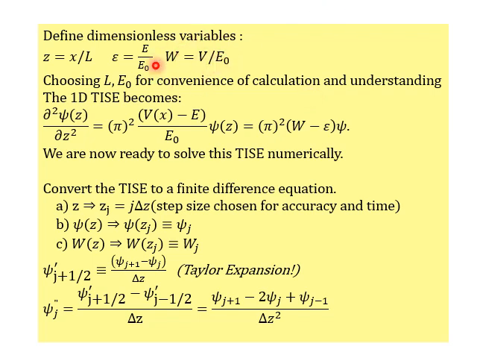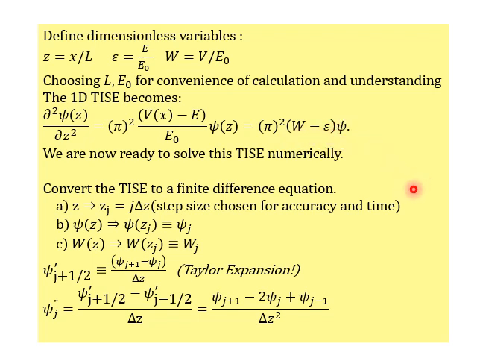So we haven't defined those yet. I just know that that's a length and that's an energy. So I've rescaled everything to length and energy. And rewriting the time-independent Schrodinger equation that we had a couple of slides back, I've got d squared psi dz squared is equal to pi squared times (V of x minus E) over E naught. So I've just scaled the potential and energy, and rewriting that in terms of the new variable, pi squared w minus epsilon times psi.